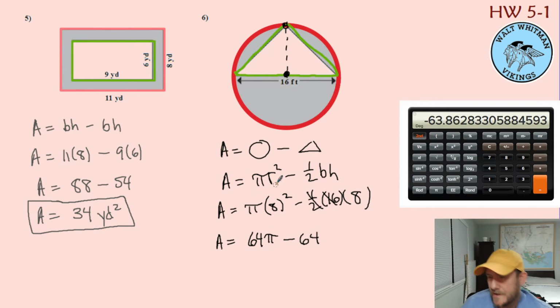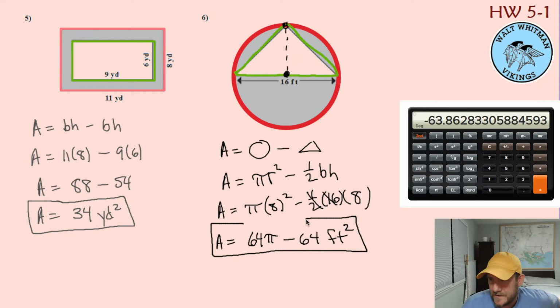And that's it. I don't know how many times I've seen people try to subtract and say that the 64s go away and the final answer is pi. That's just not true. It's 64 pi minus 64, and you can't touch that in any way. You just leave it as 64 pi minus 64 square feet.